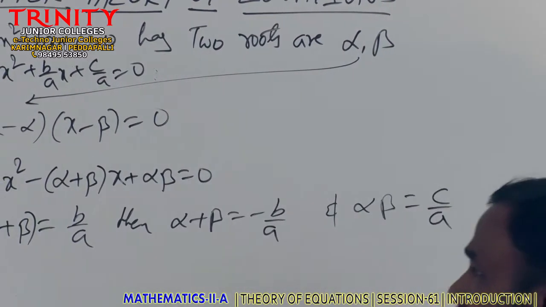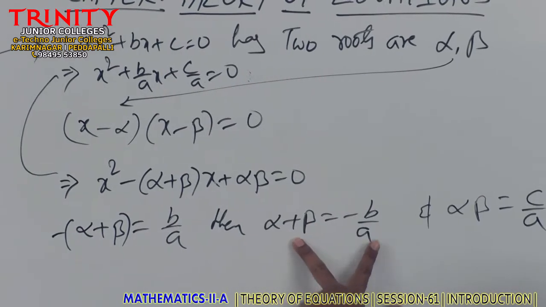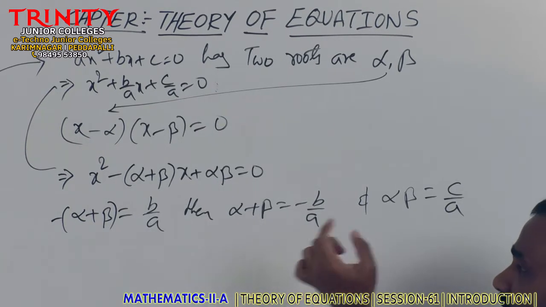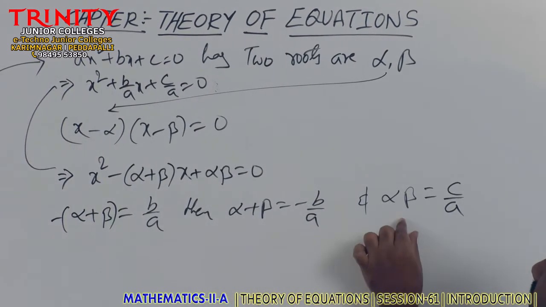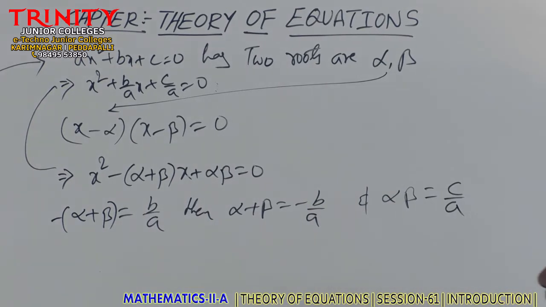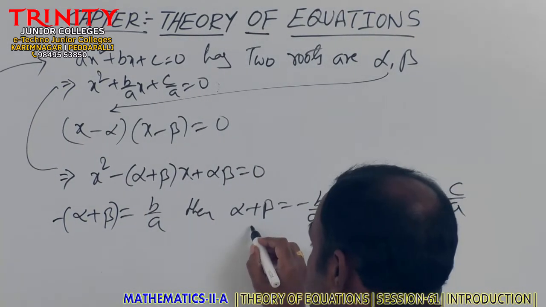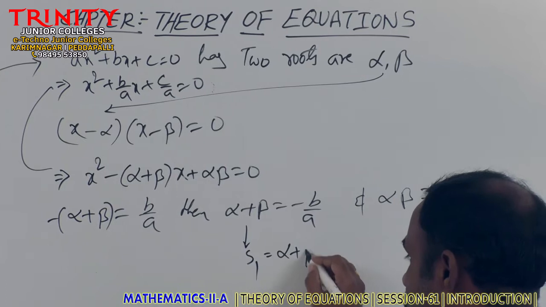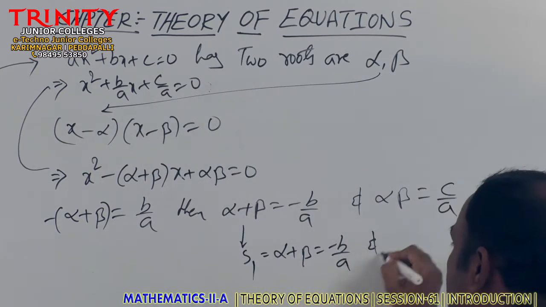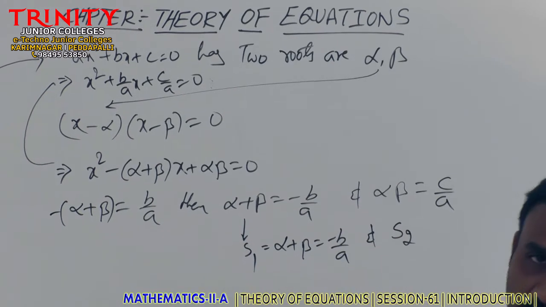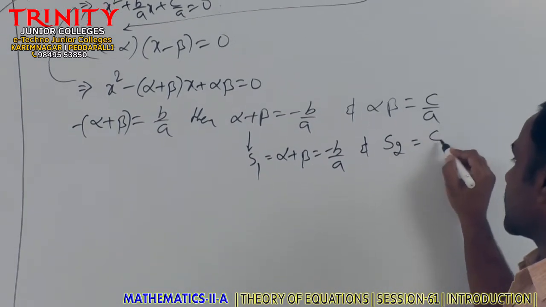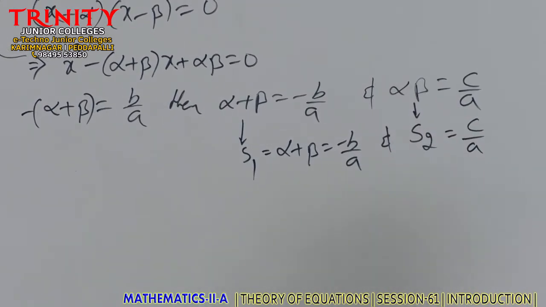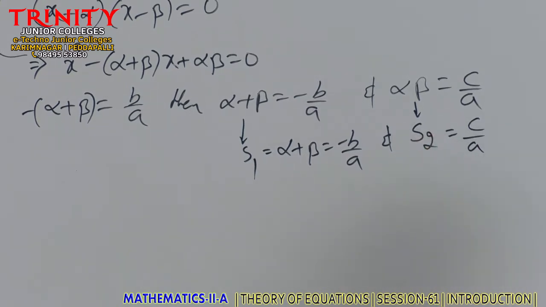These are the two relations between the roots and the coefficients. Here a, b, c are the coefficients, alpha beta are the roots. Then the relation between the roots and the coefficients is: sum of the roots is equal to minus b by a, and the product of the roots is equal to c by a. Sum of the roots we are representing with S1. Therefore, S1 is equal to the sum of the roots, that is equal to minus b by a, and the product of the two roots taken at a time is represented by S2, that is equal to c by a.